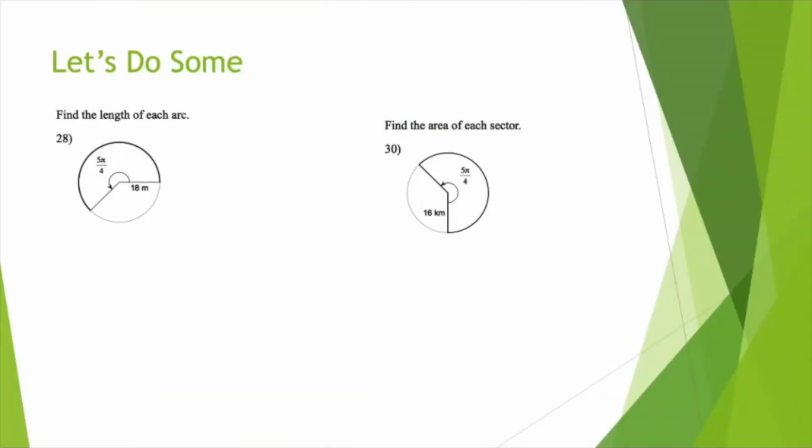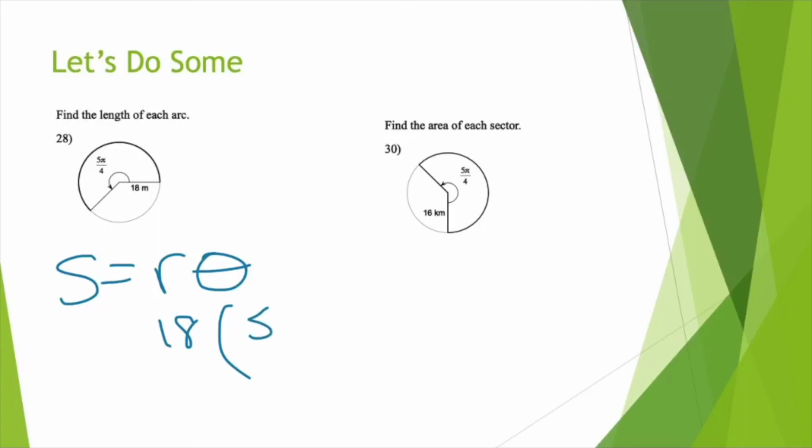Let's now do some examples. We're now going to find the arc length here. So if you remember, our equation is S equals R theta. And this only works if theta is in radians. And yes, sure enough, it's in radians. So we have 18 we're going to put there, and we're going to multiply that by 5 pi over 4.